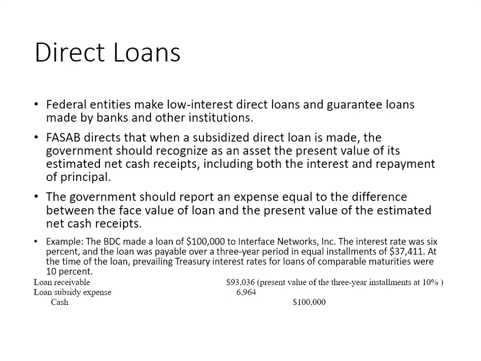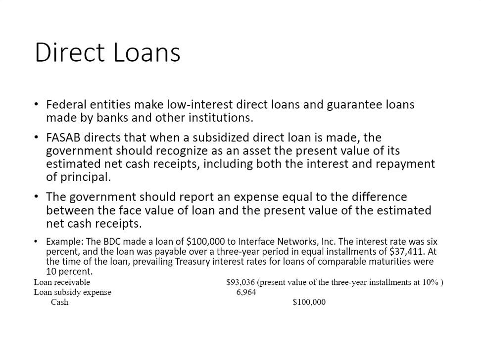Direct loans. Federal entities make low-interest direct loans and guarantee loans made by banks and other institutions. The FASB directs that when a subsidized direct loan is made, the government should recognize as an asset the present value of its estimated net cash received, including both interest and repayment principals, and also should report an expense equal to the difference between the face value of the loan and the present value of the estimated net cash received.